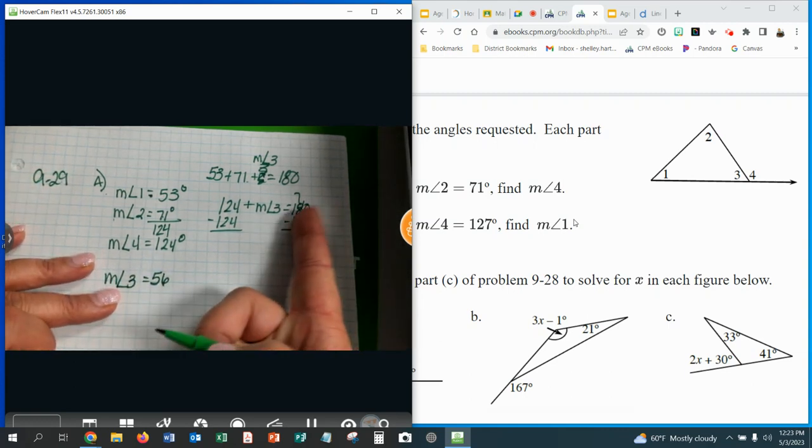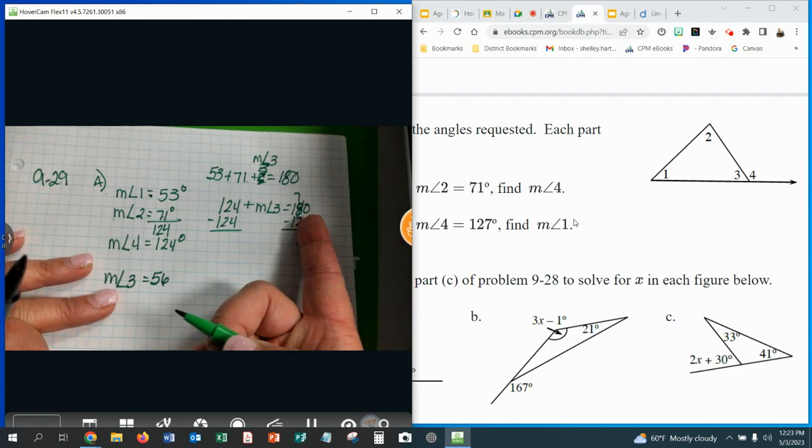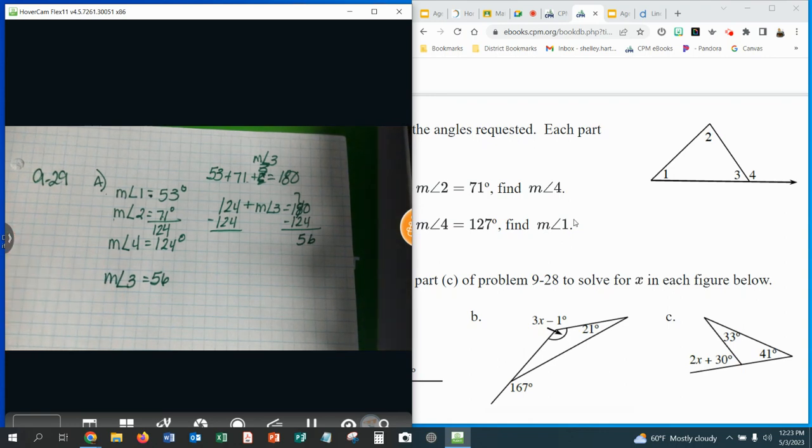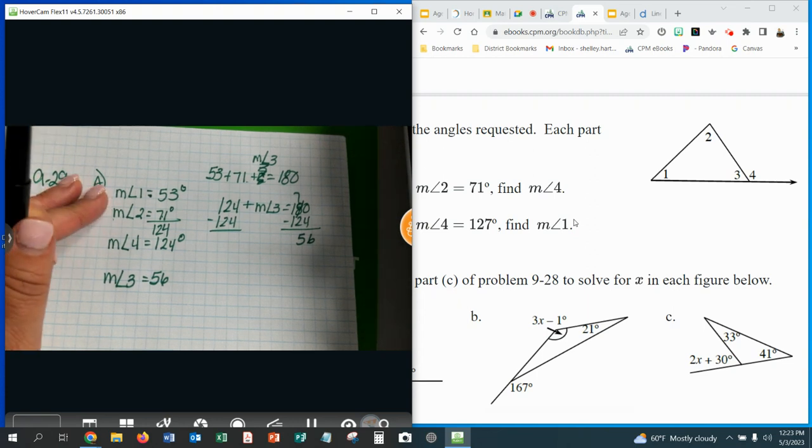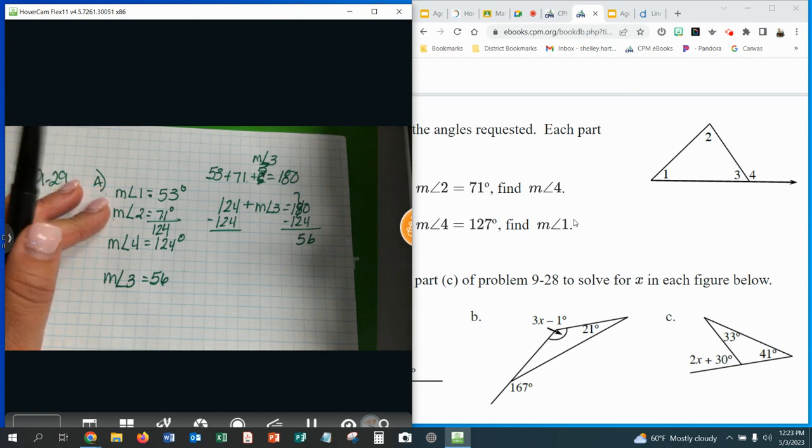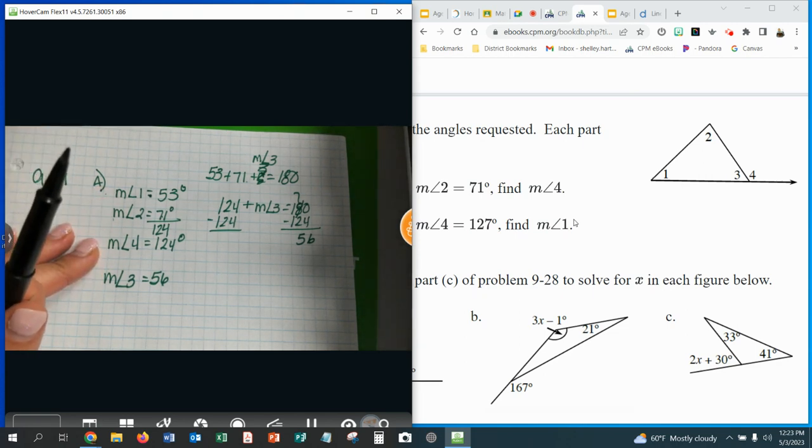What is 180 minus 56? Take a minute. Everybody do that. Who's got it? Jax, what'd you get? It is. So if you add up angle 1 and angle 2, it's going to equal angle 4. Does that make sense?